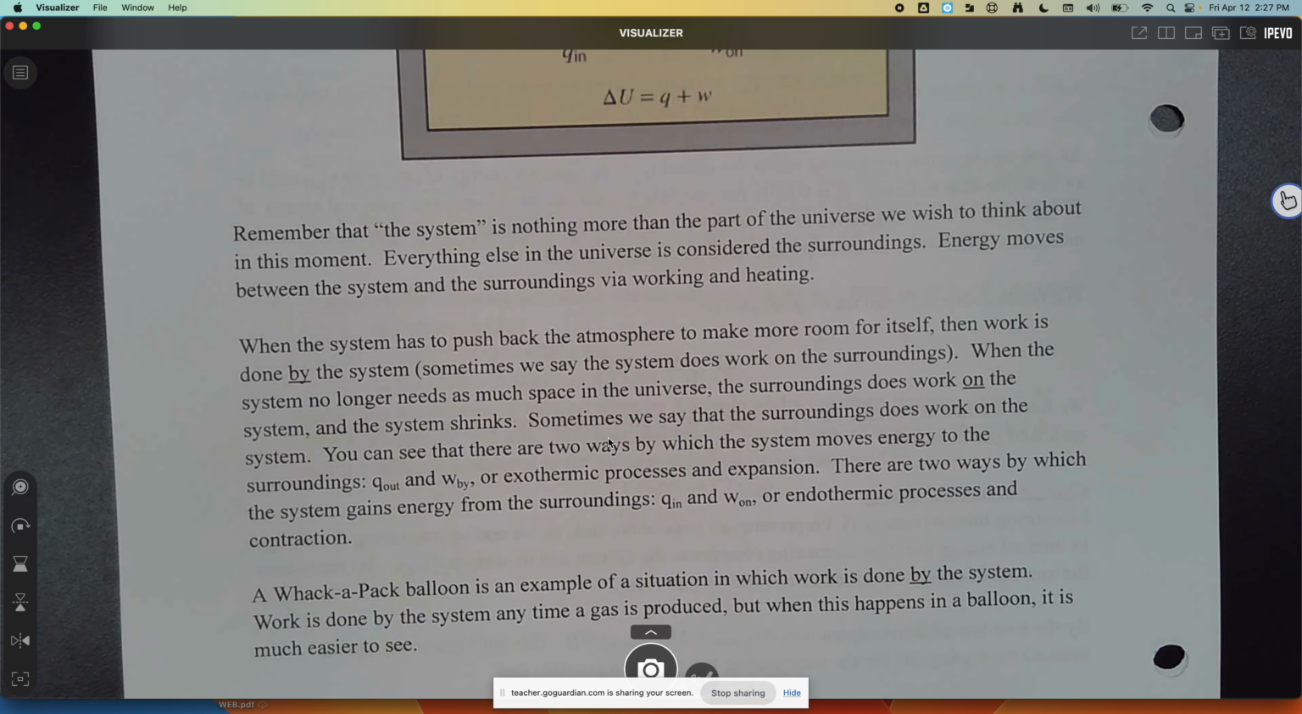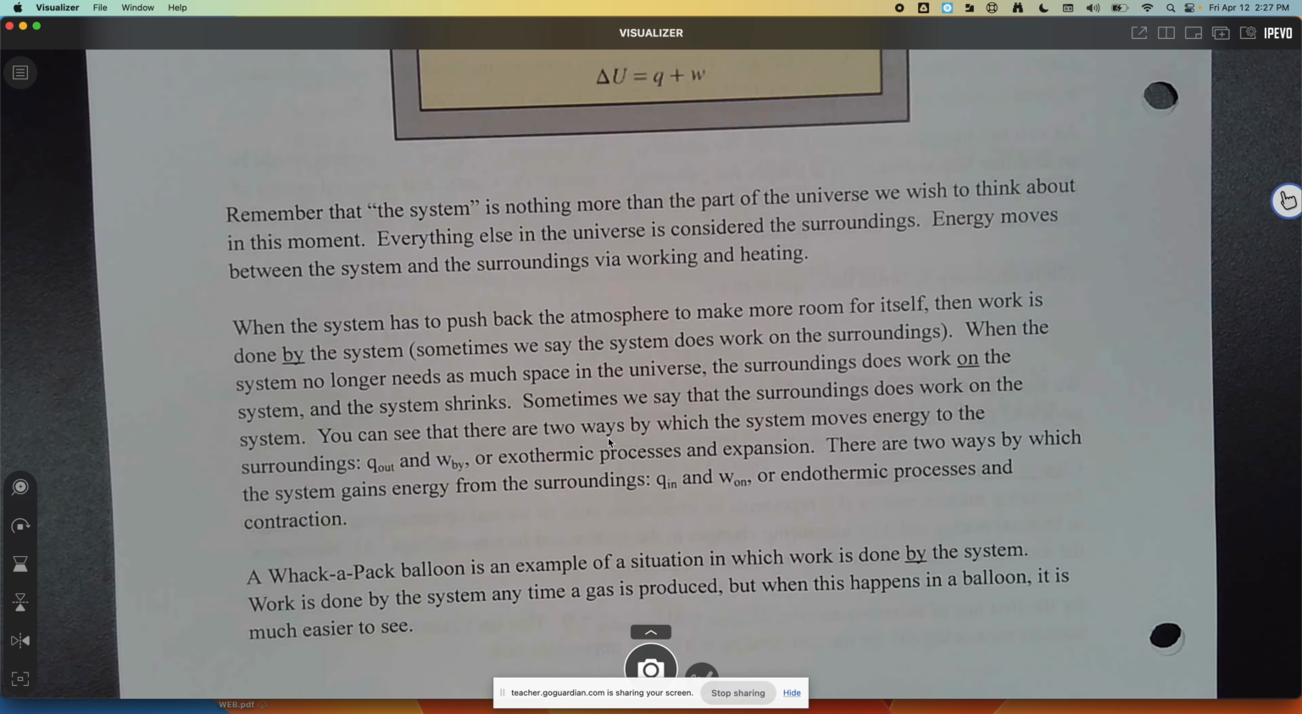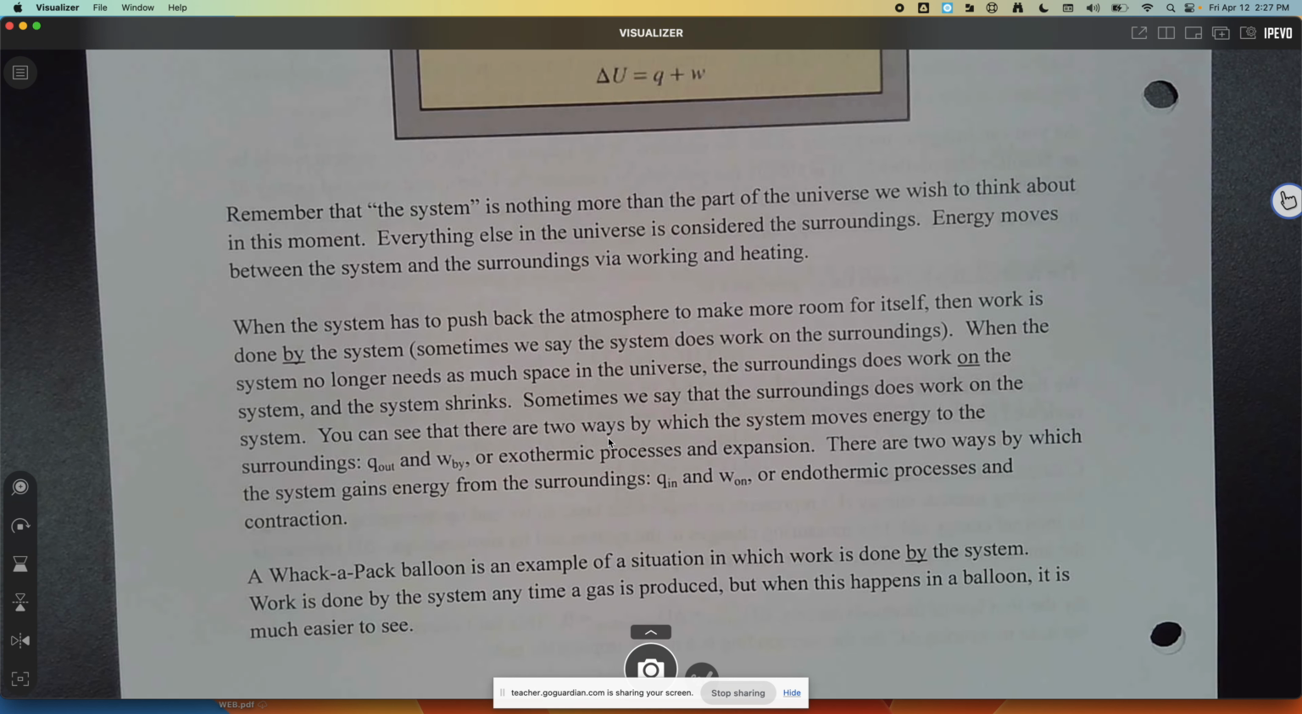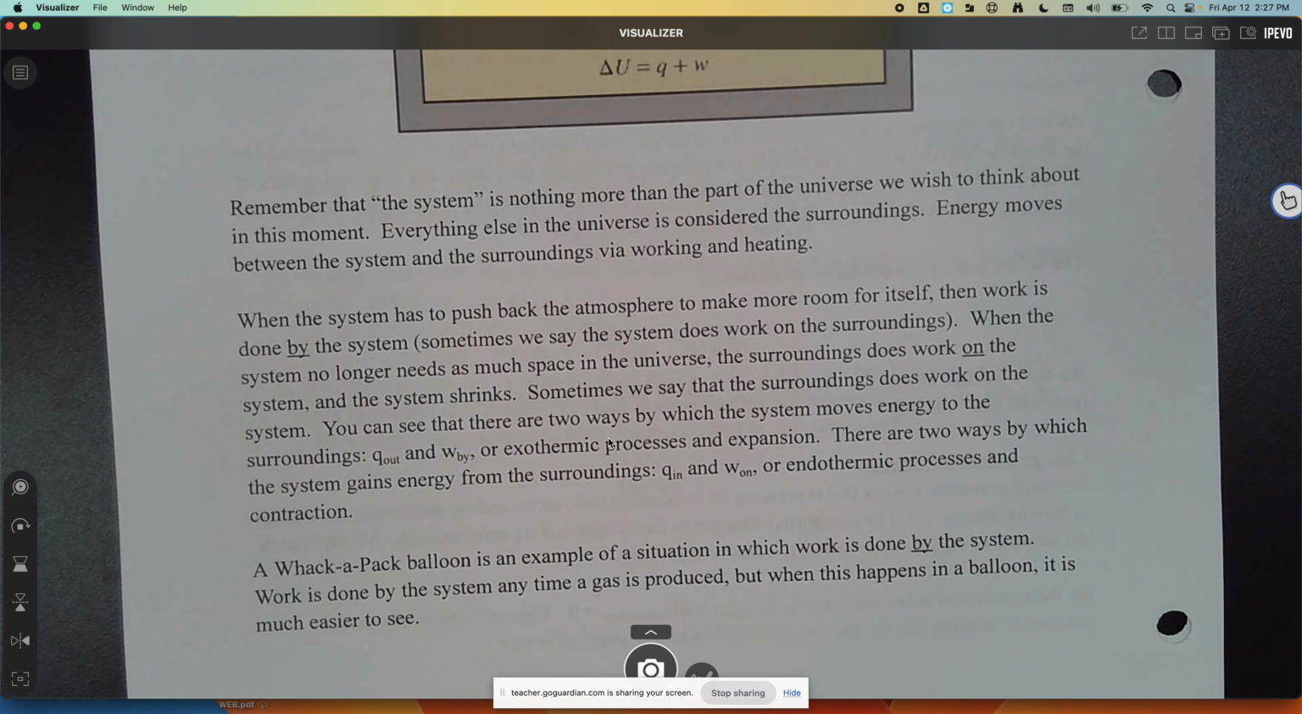When the system no longer needs as much space and it shrinks back up, the surroundings does work on the system and the system is going to shrink. Sometimes we say that the surroundings does work on the system. You can see there's two ways that the system moves energy to and from the surroundings: Q out and work by, or exothermic and expansion. There are two ways that it could gain energy: Q in and work on, or in other words, endothermic processes or contraction.